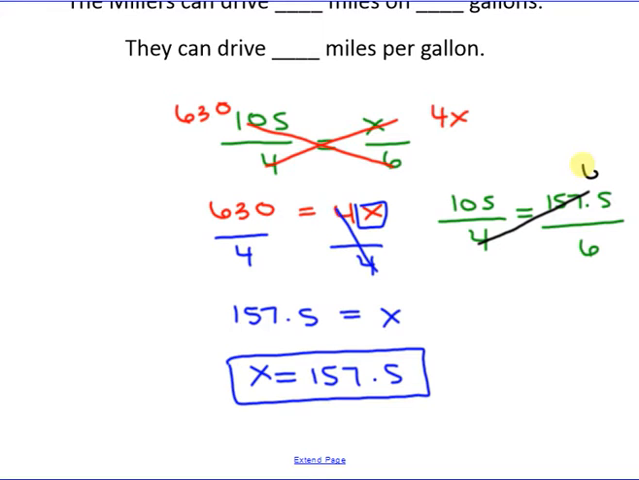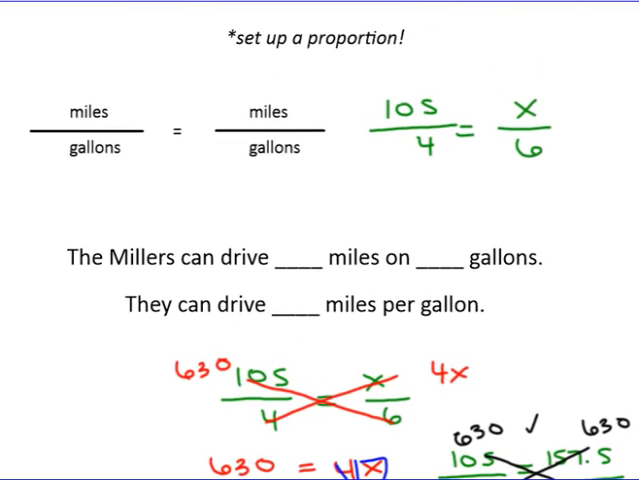So that equals 630 when I plug it into my calculator. And 105 times 6 equals 630. Always check your answer. So this was 157.5. All right, so the Millers can drive, let's fill this out, 157.5 miles on 6 gallons of gas.